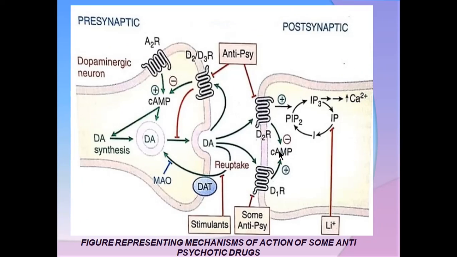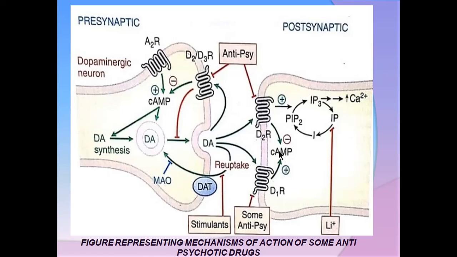Now look at this diagram representing mechanisms of action of some antipsychotic drugs. Here, sites of action of antipsychotic agents and lithium have been shown. Following exocytic release, dopamine interacts with postsynaptic receptors of D1 and D2 types. There are presynaptic D2 and D3 autoreceptors.